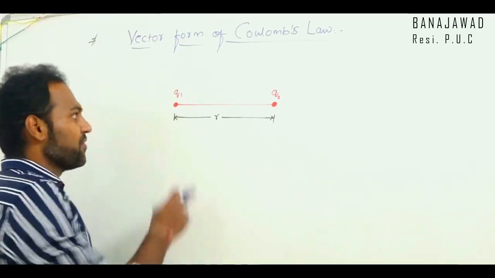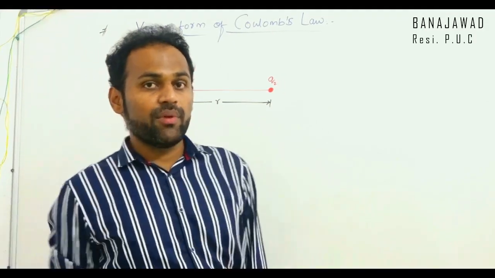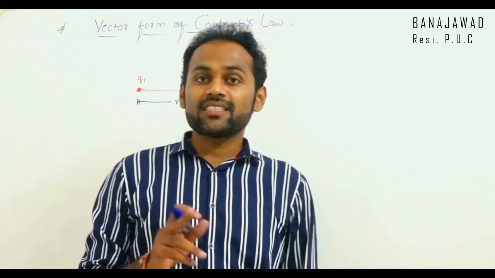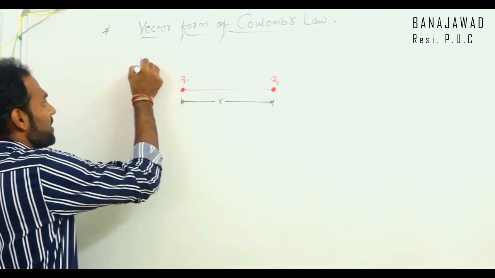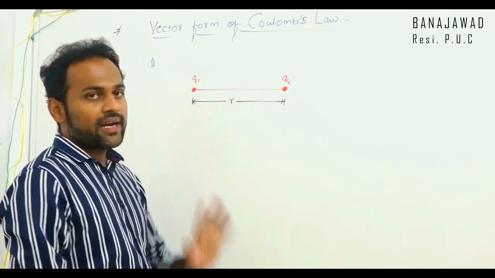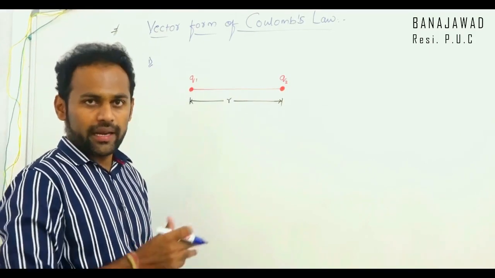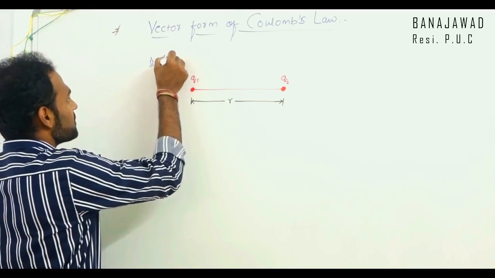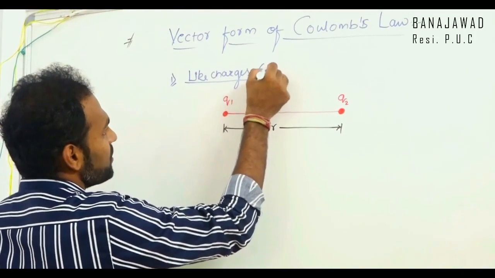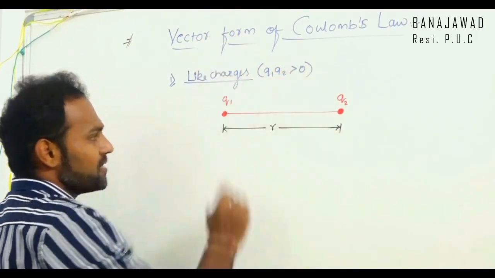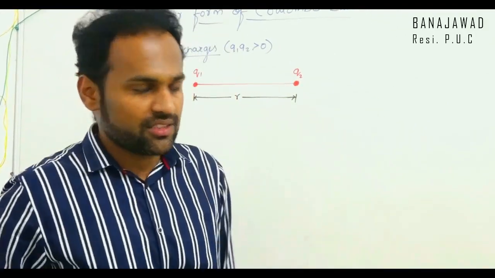See, we already know if there are two static point charges Q1 and Q2, then if they are like charges, there will be a force of repulsion between them. If they are unlike charges, there will be a force of attraction between them. In this first case, let us consider both Q1 and Q2 are like charges. Like charges means both are positive or both are negative, so the product of both the charges will be greater than 0. Plus Q1 into plus Q2 is greater than 0, and minus Q1 into minus Q2 is also greater than 0.